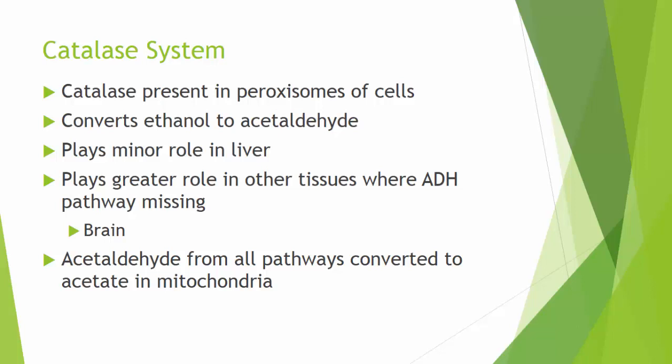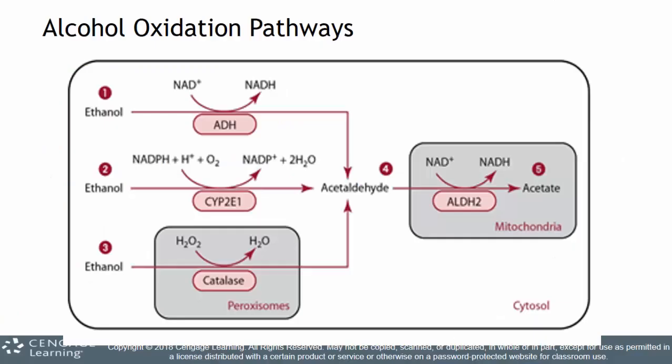Note that for all 3 of these pathways, the acetaldehyde eventually is going to be converted to acetate in mitochondria. This diagram illustrates these pathways. You can see the 3 pathways, the ADH, the MEOS, and the catalase pathways. Again, you'll notice that NAD+ is expended in the ADH pathway, as well as in the pathway of converting acetaldehyde to acetate. You can see that all these pathways lead to the production of acetaldehyde.